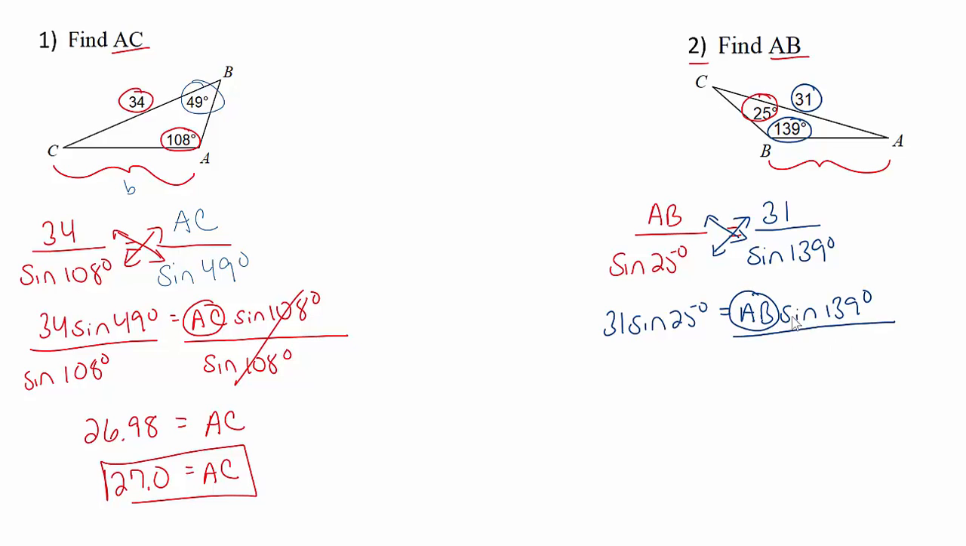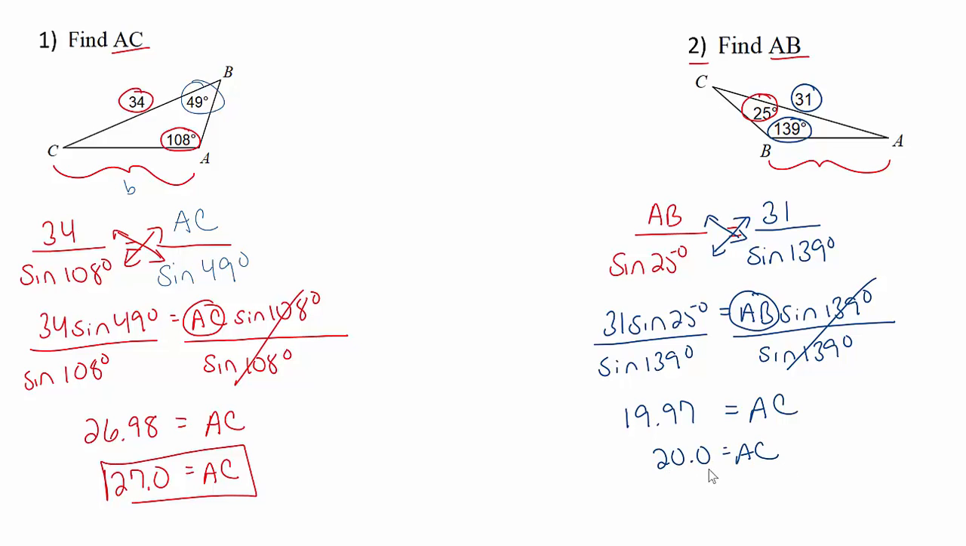So I'm going to divide by everything that's not AB. So sine of 139 degrees. That's going to cancel, but I'm going to divide it over here as well. And I'm going to do that math in my calculator. So I'm going to get that AB is equal to all of this typed in very carefully, which is actually going to come out to 19.97 if I round to the nearest hundredth, or actually it's 19.969, which would be 20.0 if I rounded to the nearest tenth.